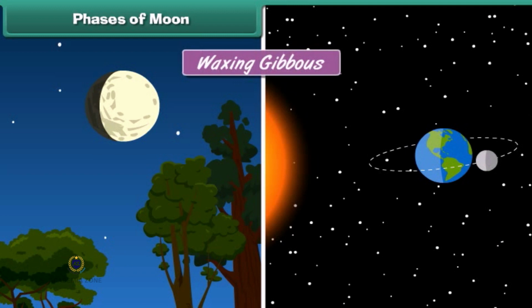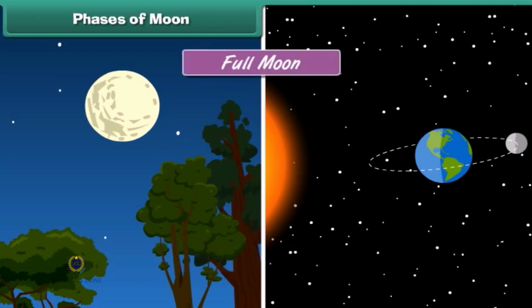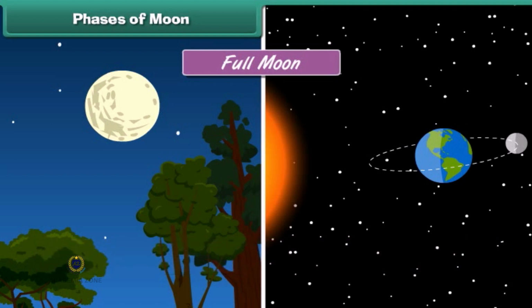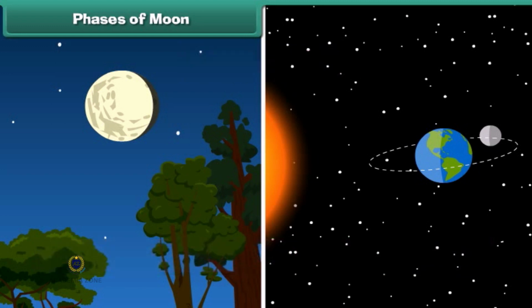Waxing gibbous. It is the phase when most of the Moon is visible. Full Moon. It is the phase when the full Moon is visible. After full Moon, the size of visible Moon starts decreasing. Waning gibbous. It is the phase that follows the full Moon phase. A small portion of the Moon is invisible.